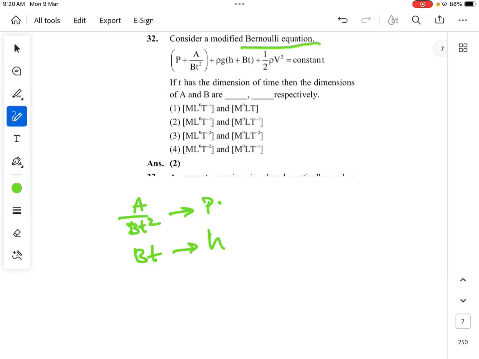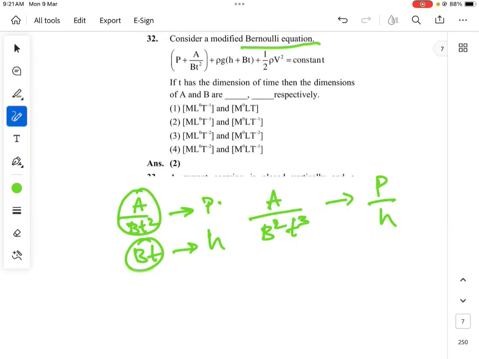That much we are sure. Now, what I'm trying to do here is I will divide these two. That is A by BT square by BT. You will get A by B square T cube, which should have units of pressure by height. That is nothing but rho g. So A by B square should have what units? Rho g into T cube units. These are the units you are supposed to have.